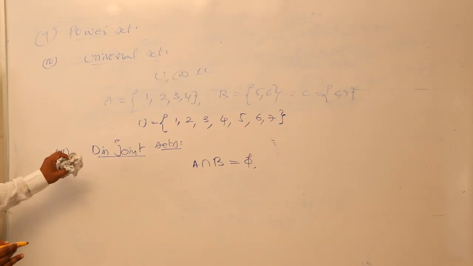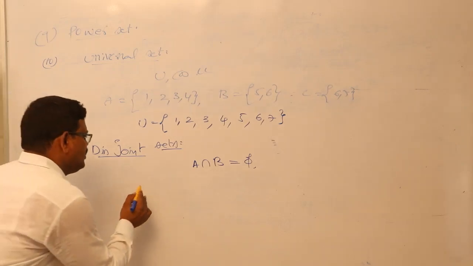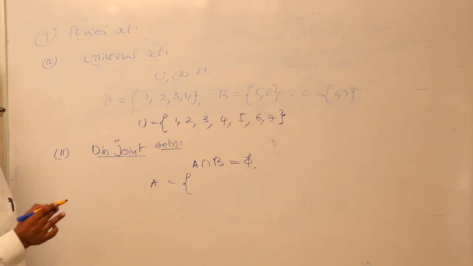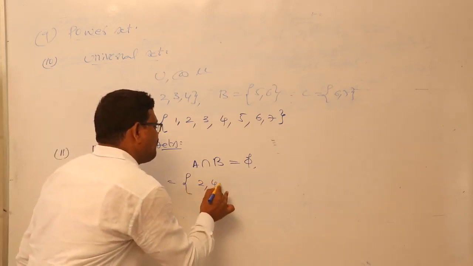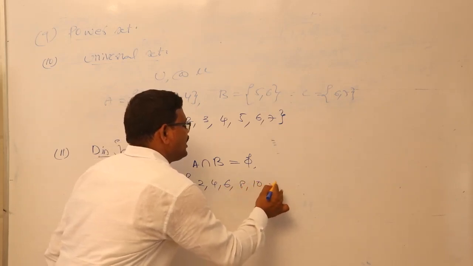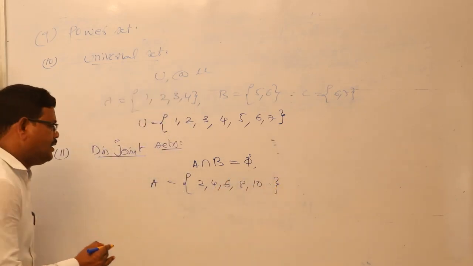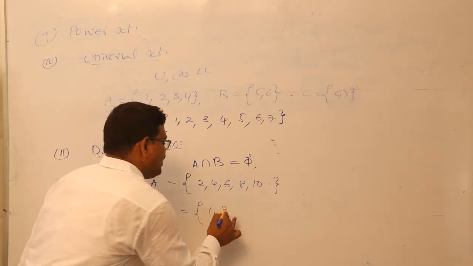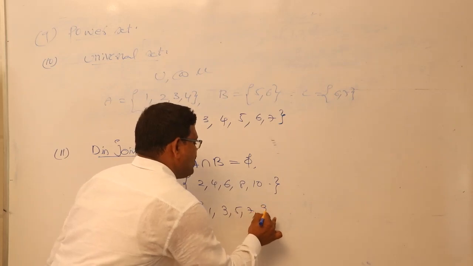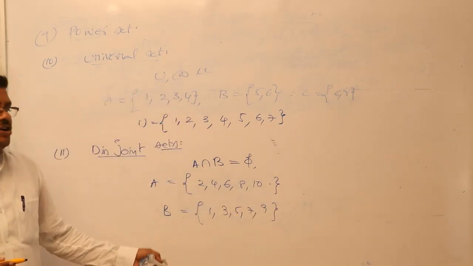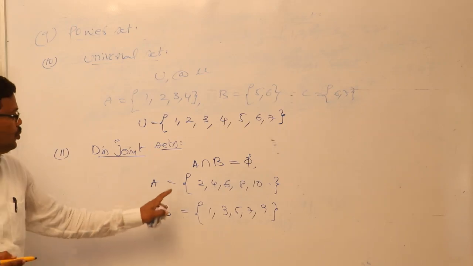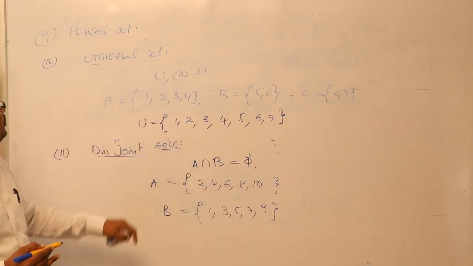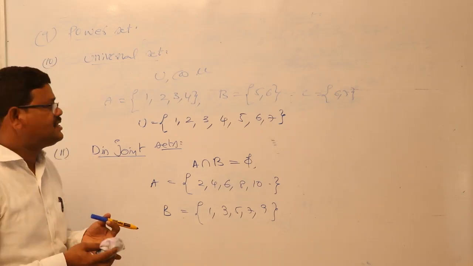Next, suppose capital A is a set having all the even elements: 2, 4, 6, 8, 10, and capital B equals 1, 3, 5, 7, 9. These are two disjoint sets because they don't have any common elements.